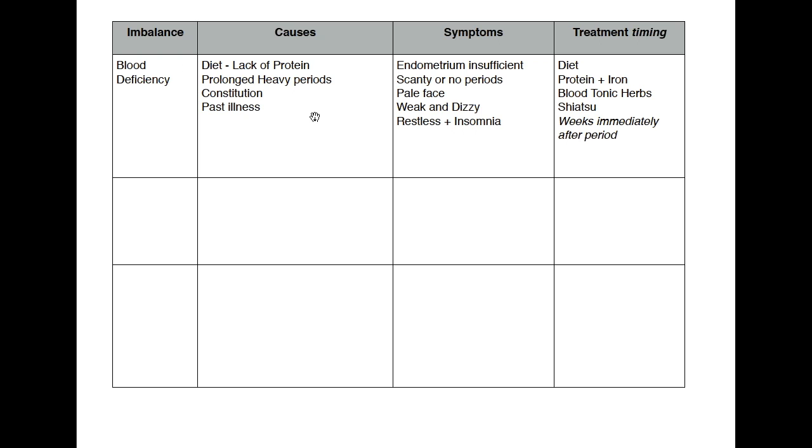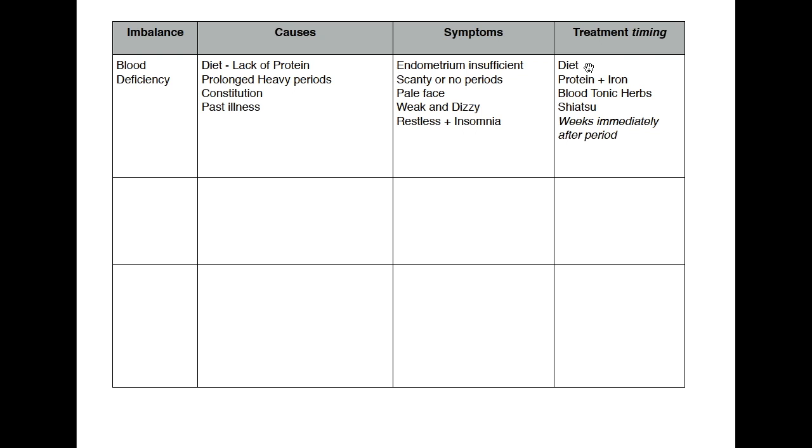Now, if you've got a vegetarian client, they may be horrified when you recommend that they eat more meat, because in actual fact, if they've got a weak constitution, they may be doing a lot of work, and they have all these blood deficient things. They've really got to be careful of the diet, especially for protein levels. Okay. Also, of course, prolonged heavy periods, past illnesses, all these things can cause blood deficiency.